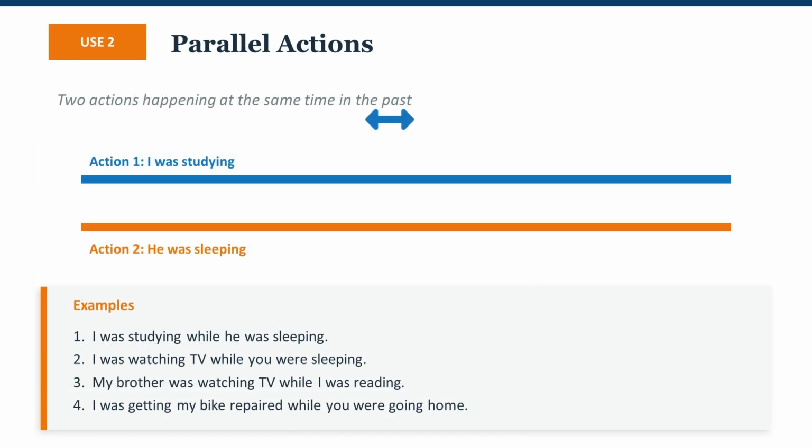The second use of the past continuous tense is for parallel actions. This means two actions that were both happening at the same time in the past. For example, I was studying while he was sleeping. Notice that both actions use the past continuous tense because both were ongoing at the same time. Here are more examples. I was watching TV while you were sleeping. My brother was watching TV while I was reading. The keyword while is commonly used to connect two parallel actions.